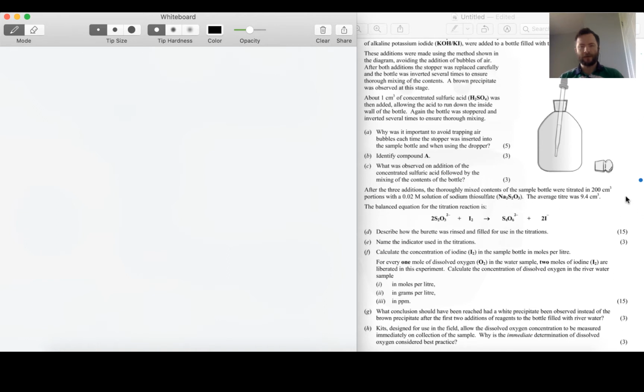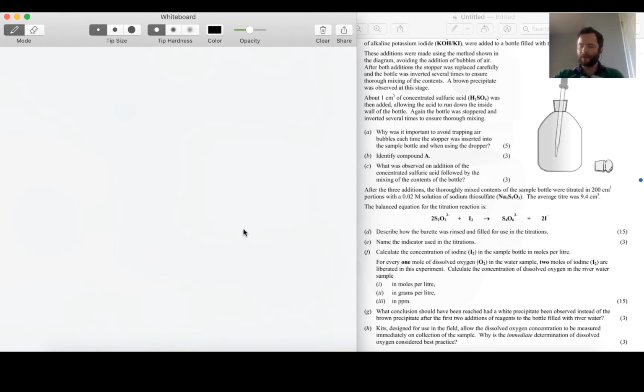We have 200 cubic centimeters volume of water with some iodine in it, and that's reacting with 0.02 moles of sodium thiosulfate. And the average volume of the titre was 9.4 cubic centimeters. So the balanced equation for this reaction is given, and we have to find the concentration of iodine in moles per liter. So that's the first step to take.